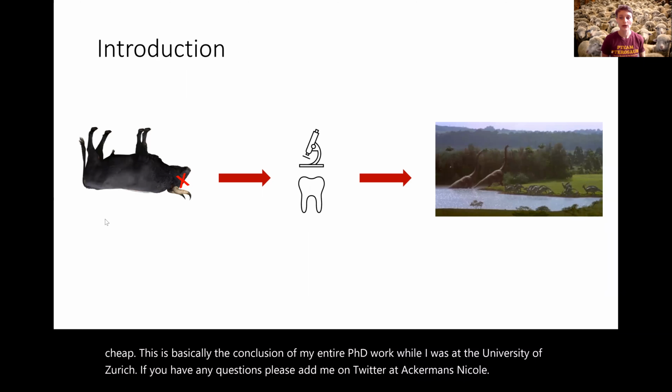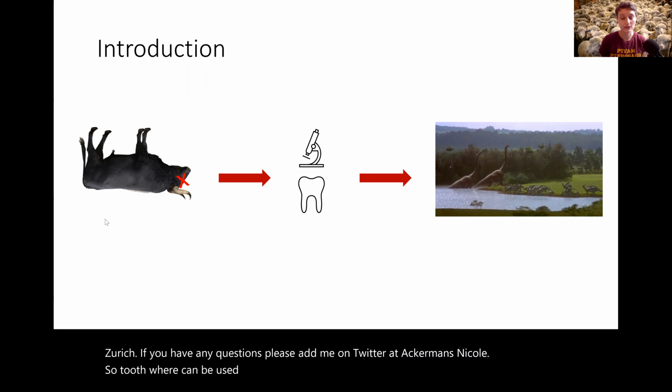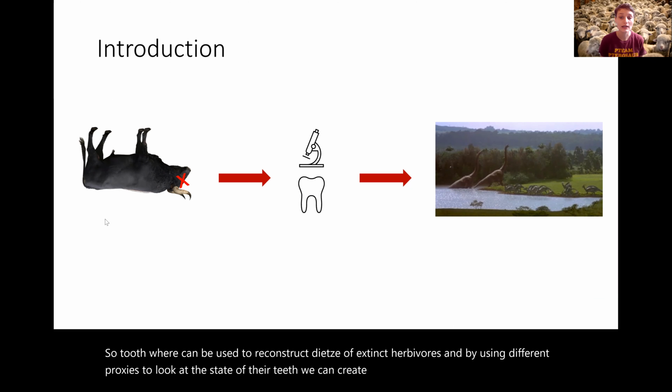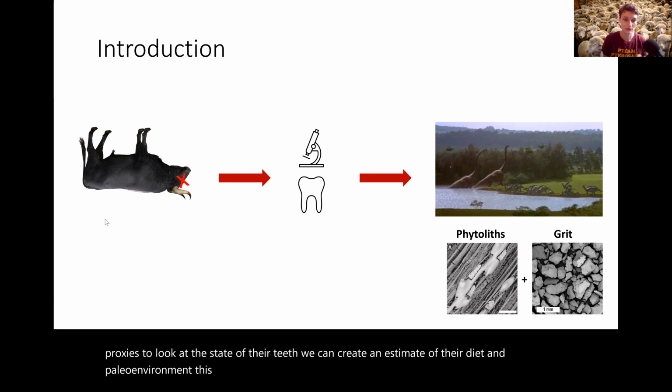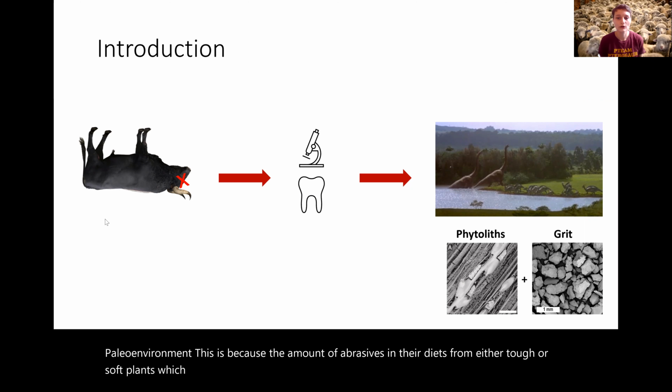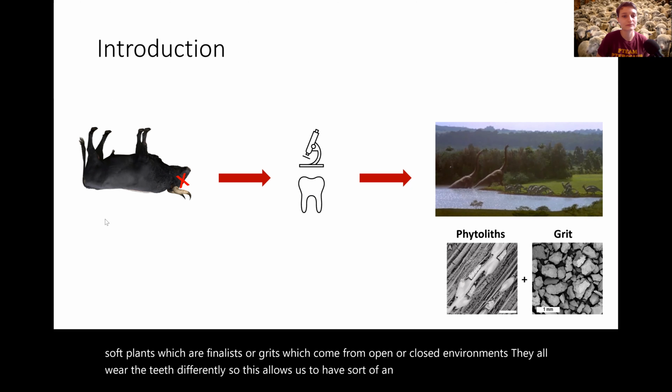So, tooth wear can be used to reconstruct diets of extinct herbivores. And by using different proxies to look at the state of their teeth, we can create an estimate of their diet and paleo environment. This is because the amount of abrasives in their diets from either tough or soft plants, which are phytoliths, or grits, which come from open or closed environments, they all wear the teeth differently. So this allows us to have sort of an idea of where they used to live.